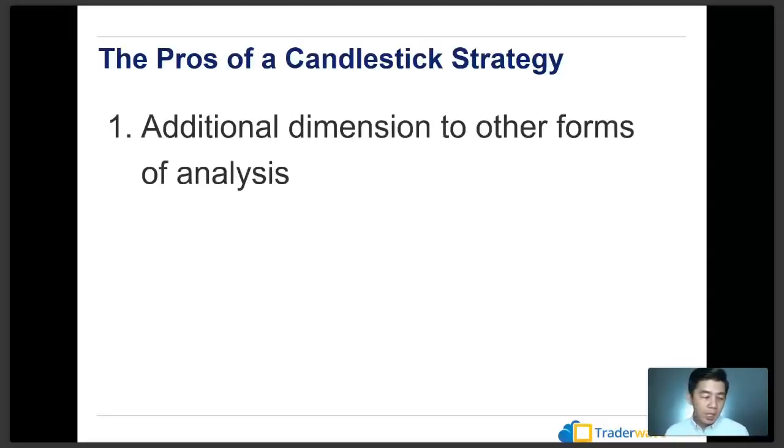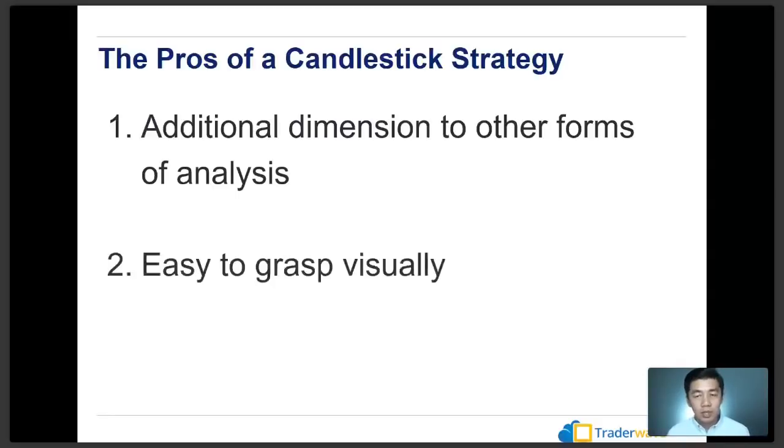So essentially, candlestick is not meant to replace things like technical indicators. It's not meant to replace support and resistance levels, or trend lines, or moving averages. No. The good thing about using a candlestick strategy is that it can be layered on top of the other strategies that you use. It's not meant to replace, but to add a stronger dimension to it, so that it gives you more confidence in getting into a trade, right? So that's the pros of a candlestick strategy.